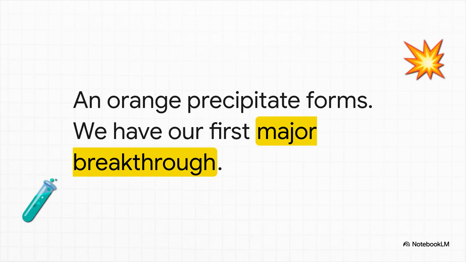And we get a result. A vibrant orange solid appears in our test tube. This is our first major breakthrough. We can now say with 100% certainty that our unknown molecule is a carbonyl compound, and that is huge because it narrows down the possibilities dramatically.